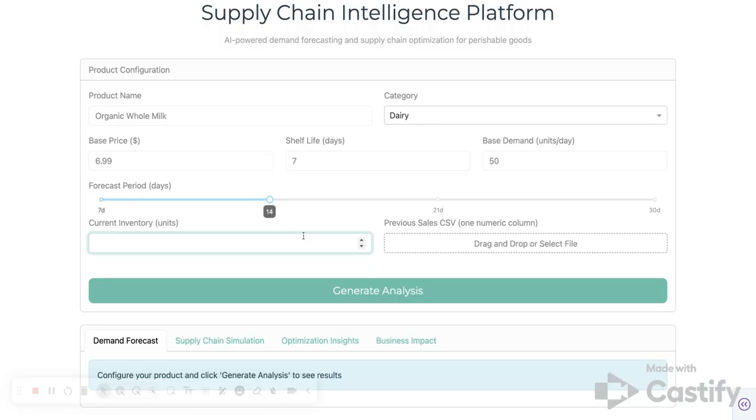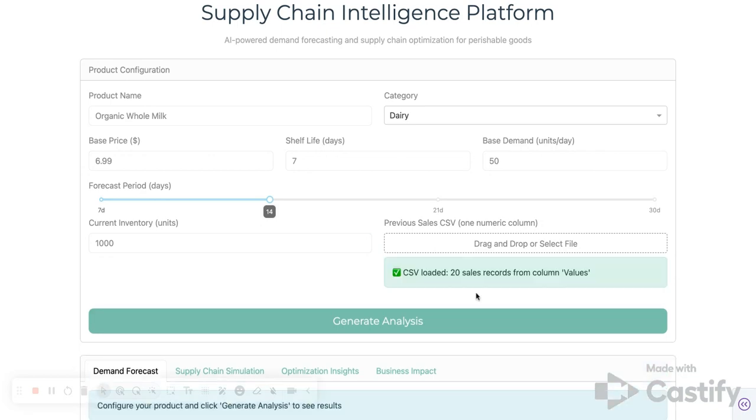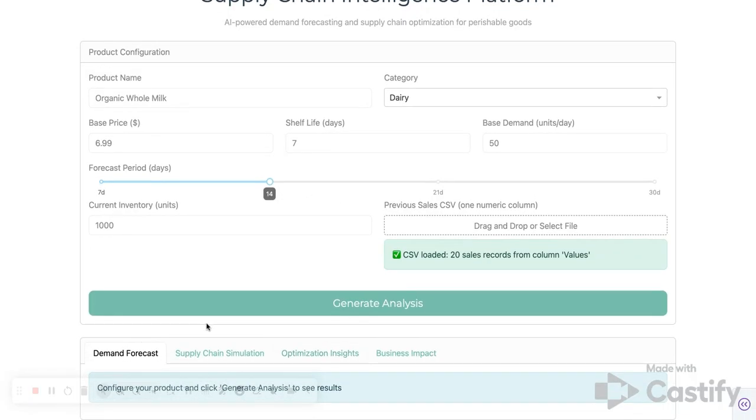Current inventory, let's say I have 1,000 milks, and then I'm also going to input my previous sales, which is just a CSV file with 220 records of how much sales I've had over this period of time, so 14 days. And now I'm going to generate the analysis.